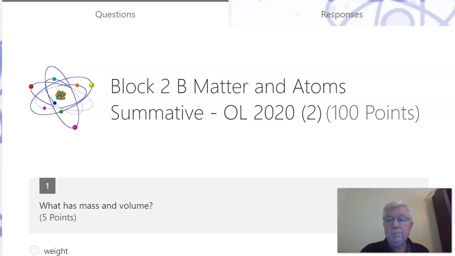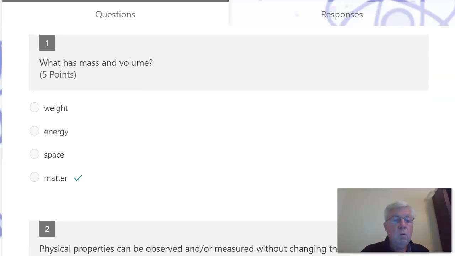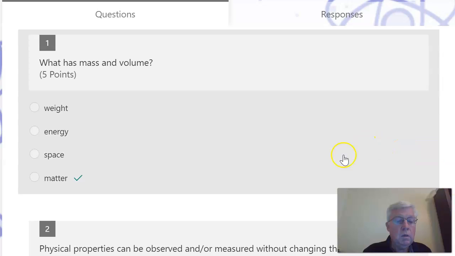Question number 1. What has mass and volume? Well, what I've tried to coach my students to do over the last 45 years is, when you get a question like that, think about the answer before you look at your choices, or what they call the foils. What has mass and volume? Matter has mass and volume, and there it is, number 4, or D, matter.